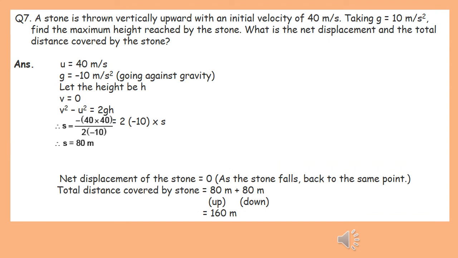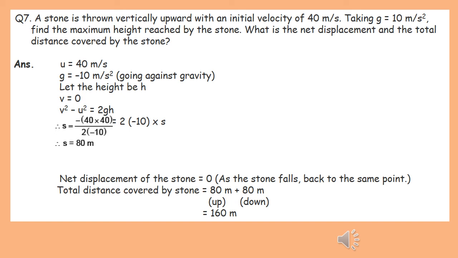Now we are coming to question number 7. A stone is thrown vertically upward with an initial velocity of 40 meter per second. Taking small g is equal to 10 meter per second square, find the maximum height reached by the stone. What is the net displacement and the total distance covered by the stone?